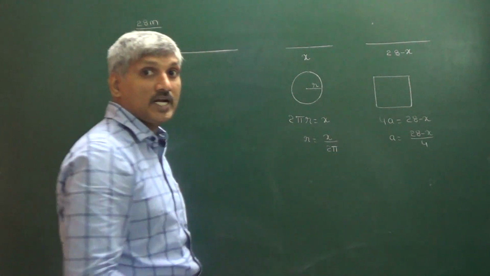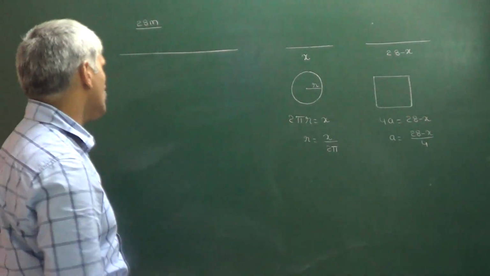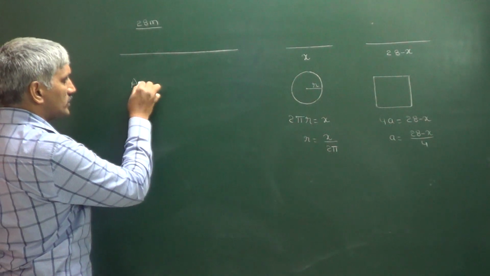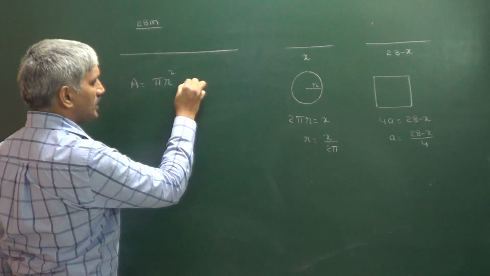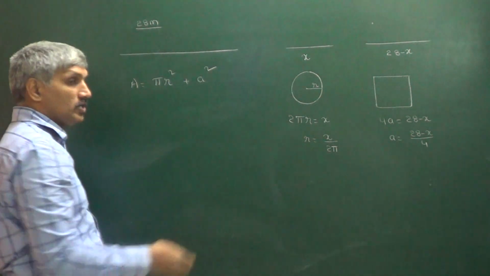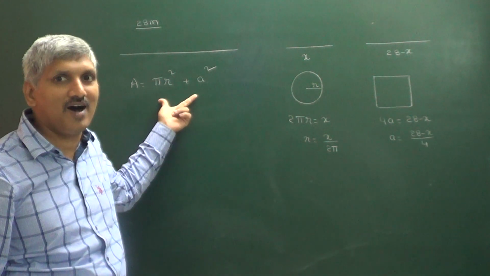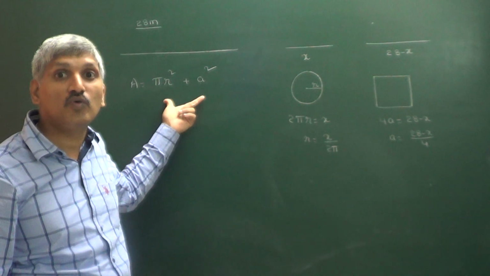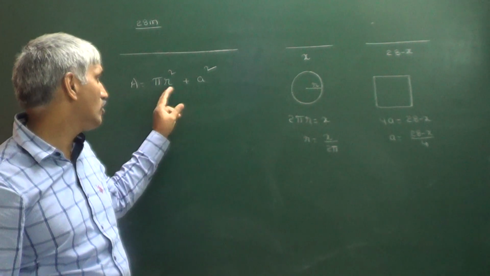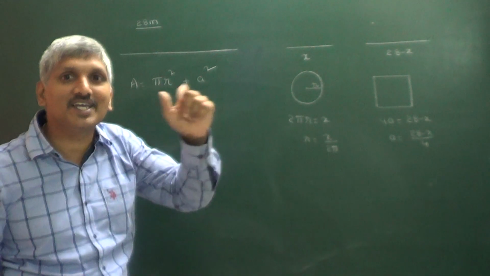He is asking that the combined area of the circle and square is minimum. So what is the combined area? The area of a circle is equal to pi r square and the square area is equal to a square. So this is the combined area of circle and square. This is minimum, but for this we have to differentiate. To differentiate, there must be only one variable, but here we have two variables. Try to convert these two variables into a single variable.